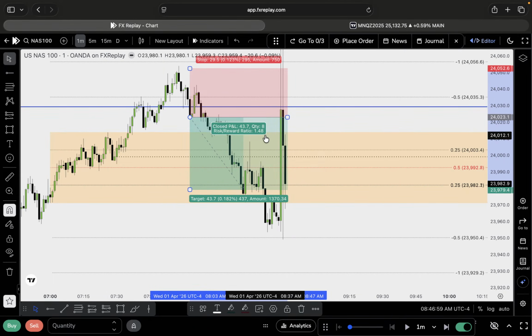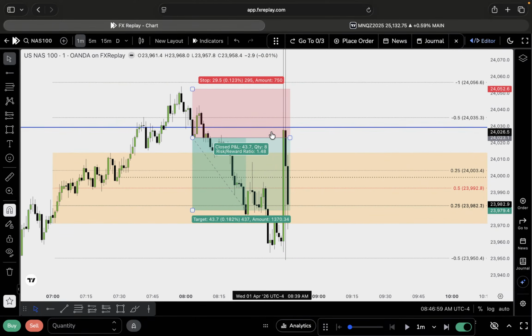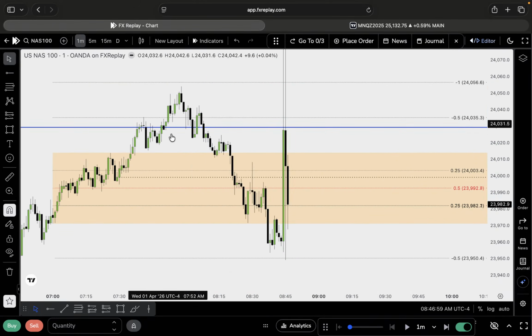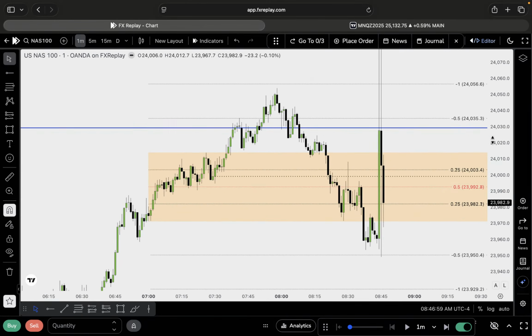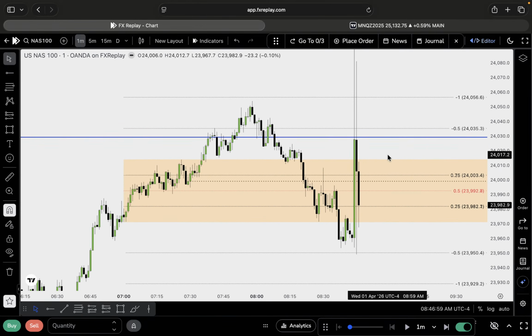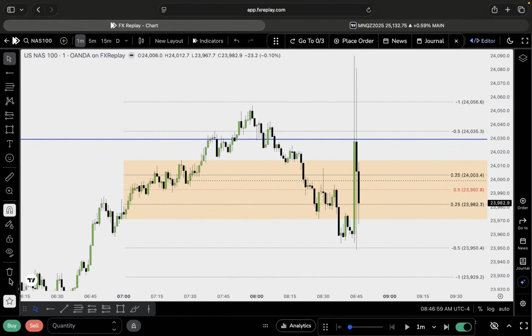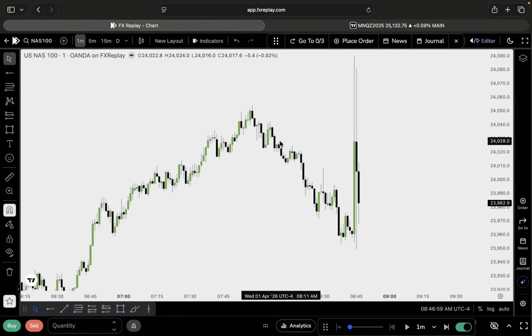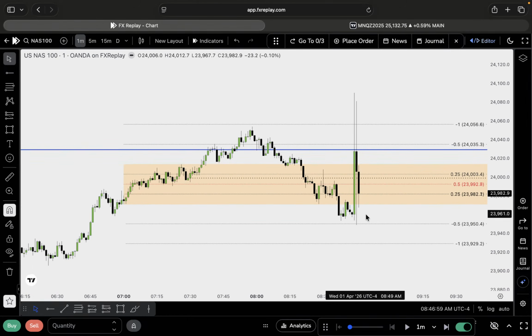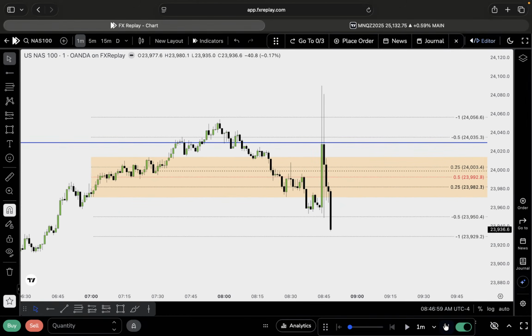So would have not left with much, but yeah, just really want to continuously see the model play out. But if there's 8:30 news, always try to get out of your position a couple minutes before. Let's get rid of this. Well, we still got time to see what happens, but it is crazy right now, so let's just see.